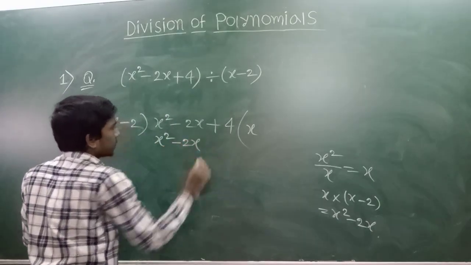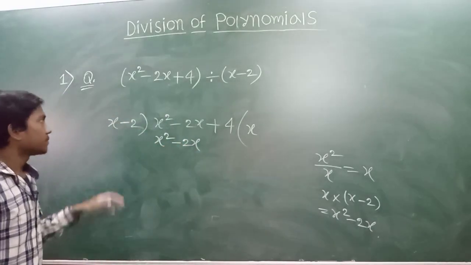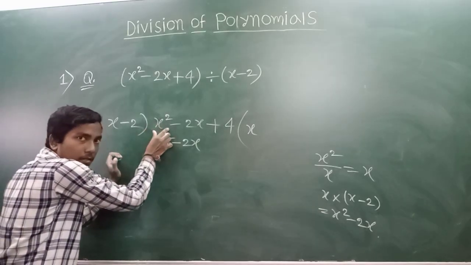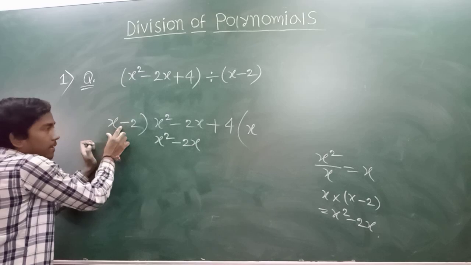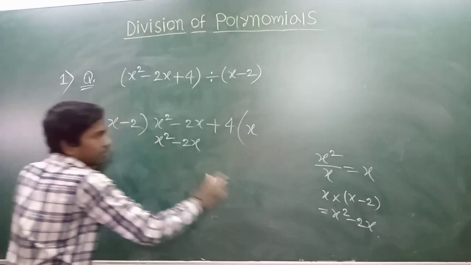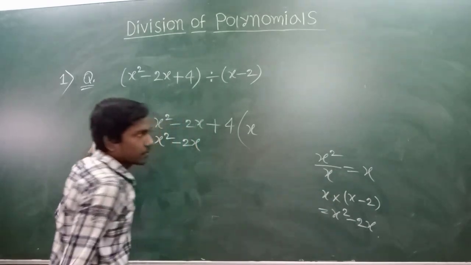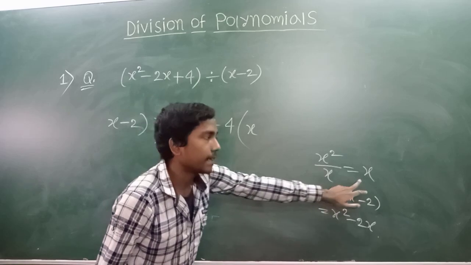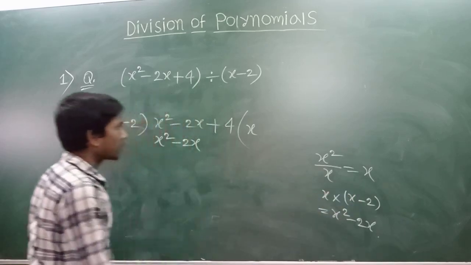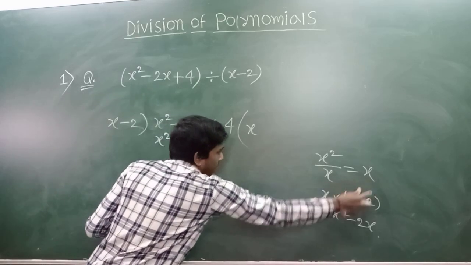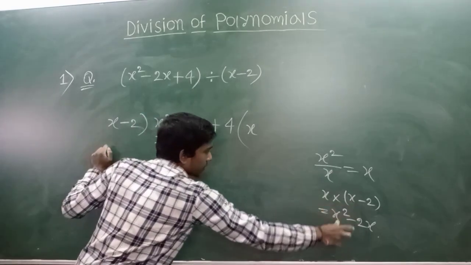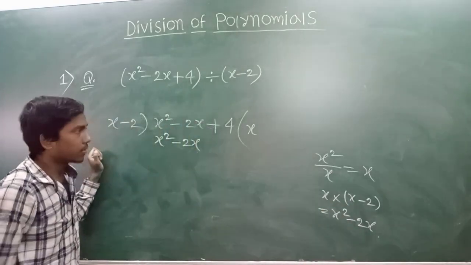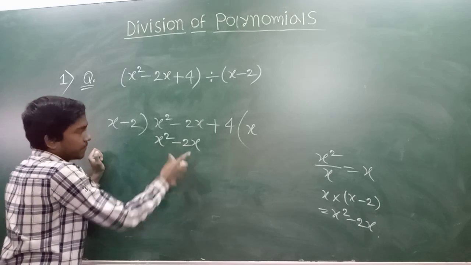Okay? Let me repeat the process again. We took the first term from the dividend, wrote it here. Then we took the first term from the divisor and wrote it here. We divided and get x. Okay. Now we multiply the x with entire divisor. So x into x minus 2 is equal to x square minus 2x. Okay. We write this here.